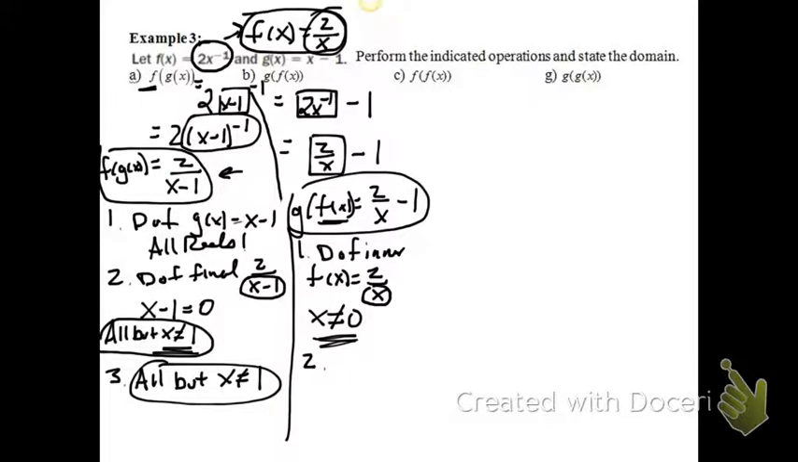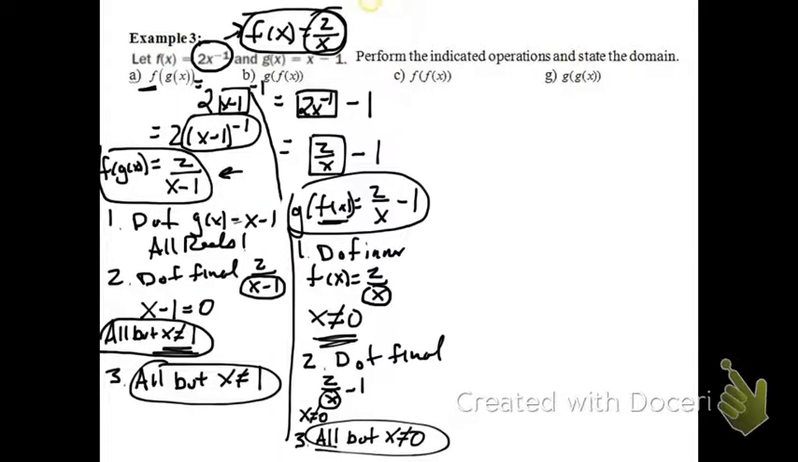Step 2, if you look at the domain of the final answer, which was 2 over x take away 1, we still have a domain issue. We still have an x value in the denominator, and what will make that 0 is still x is 0. So we still don't want to use 0. If you put those together, they're speaking the same language. They're both saying use any number you'd like, but please don't plug in 0, because I won't be able to divide by 0. So all but x equal to 0 would be your domain.